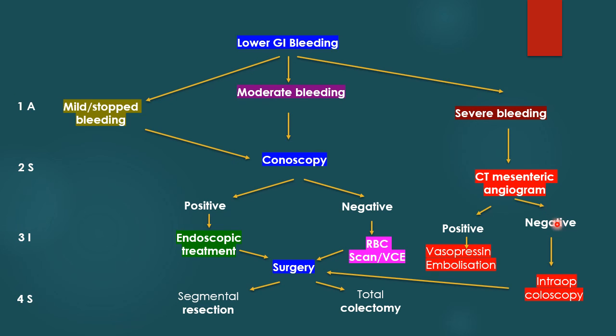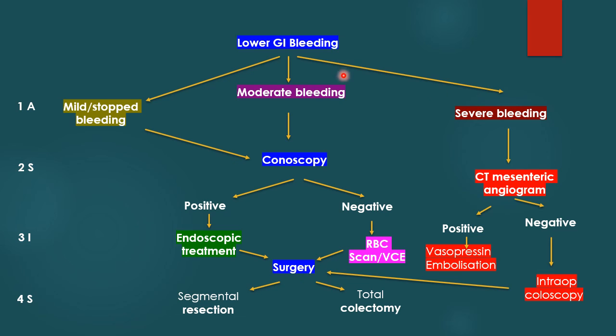If you cannot find the source of the bleeding, and the patient is still not stable and still bleeding, then you subject the patient to an intraoperative colonoscopy. You take the patient to the OT, get ready for operation, do a scope, identify from where it is bleeding, and then open up to do the necessary resection in open surgery.